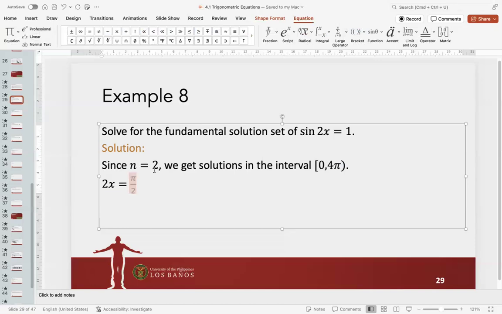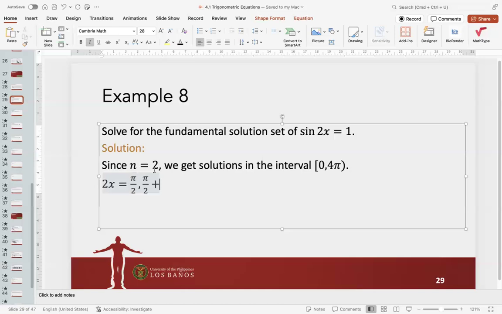But then we have to extend it to another cycle. We have to extend it up to 2 cycles. Meaning, we will also need to get the angle from 2 pi up to 4 pi. And how will we do that? All we need to do is to just add 2 pi to our first solution.